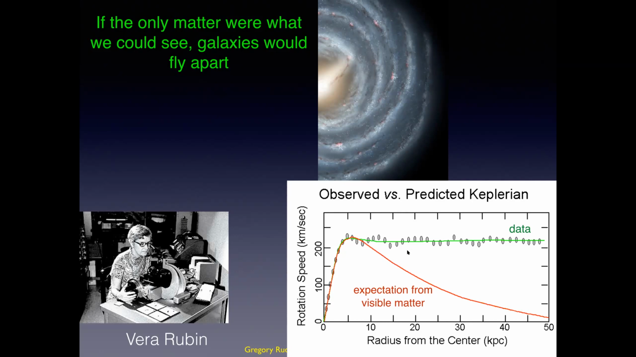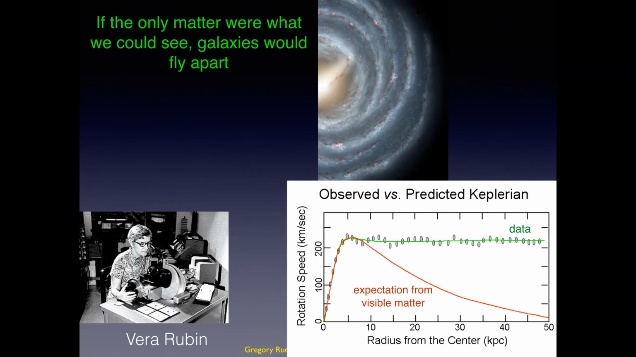What they showed is that as you go farther and farther out from the center, so this axis here is in kiloparsecs, that's right, every parsec is 3.26 light years. So 10 kiloparsecs is 32,000 light years. As you go farther and farther away from the center, you find that the matter rotates at about the same speed, about 220 kilometers a second for a massive spiral galaxy.